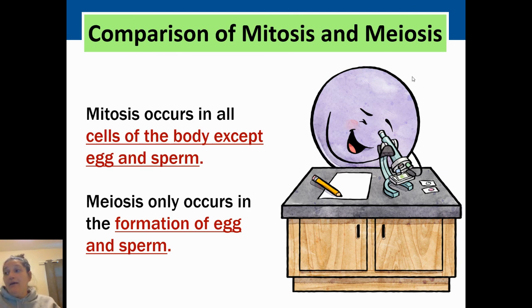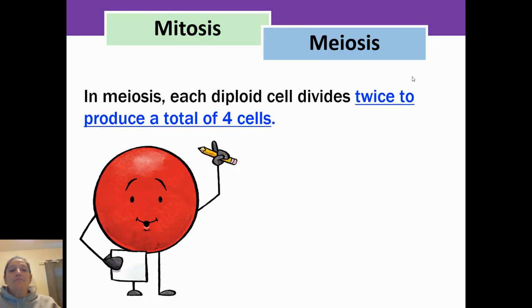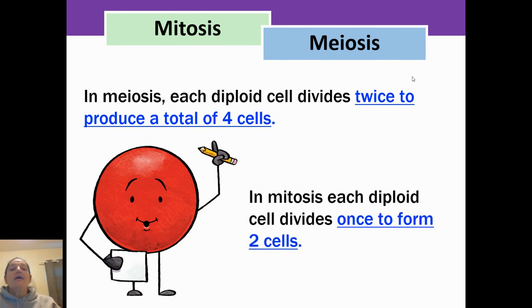This is part A of the comparison. All right, moving on. Part B. So in meiosis, each diploid cell divides twice and produces 4 total cells. In mitosis, each diploid cell only divides once and makes 2 cells. Okay, so meiosis makes 4, mitosis makes 2.